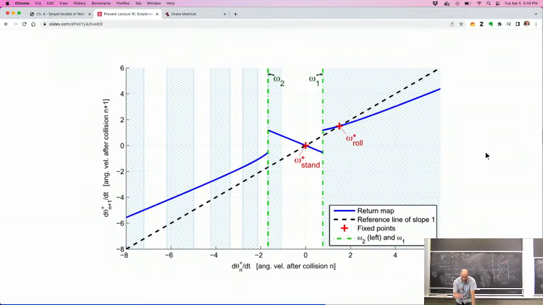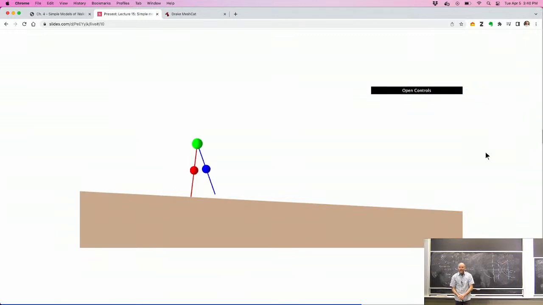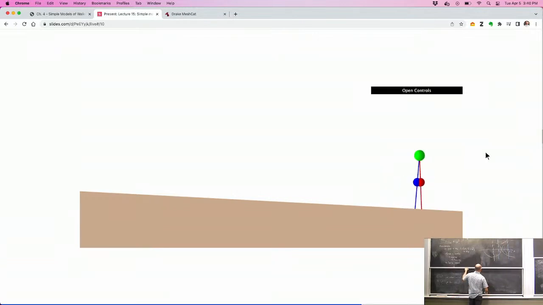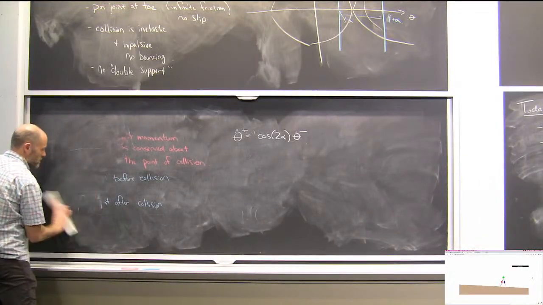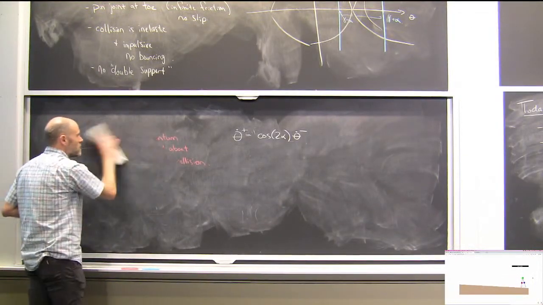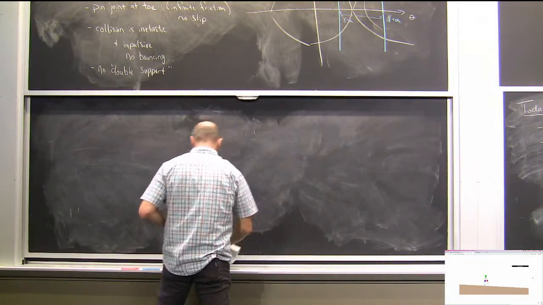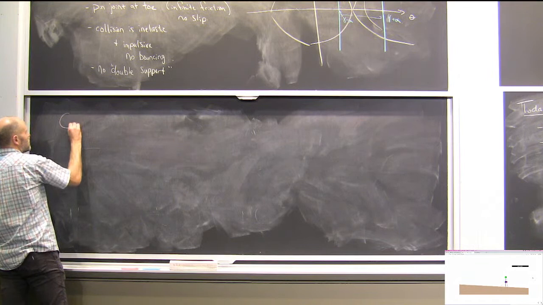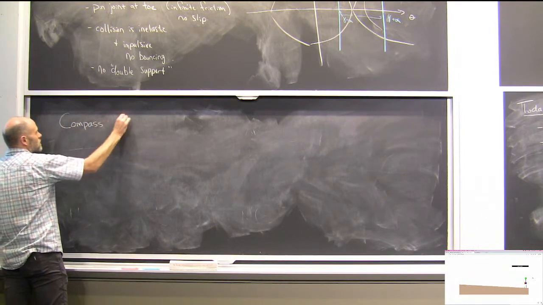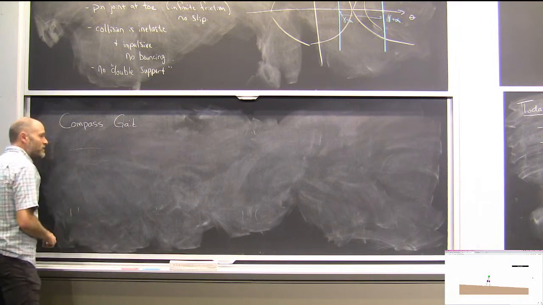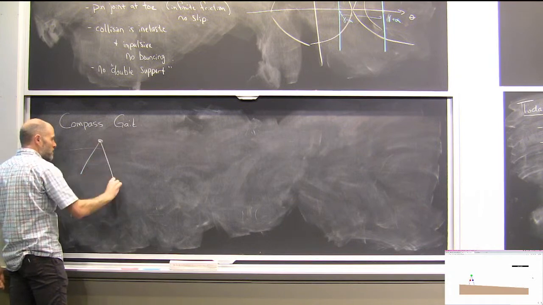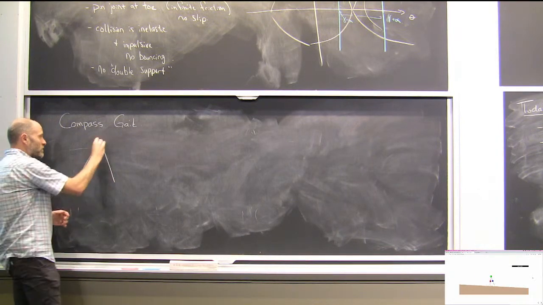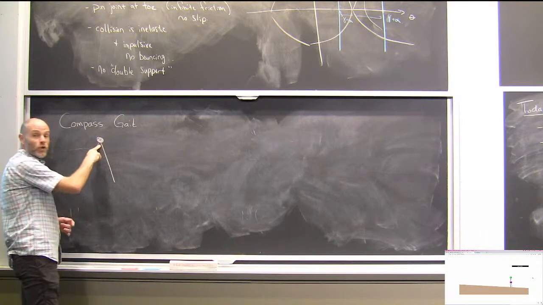Okay, so where do you go from that? It turns out this is called the compass gate robot. We've taken away that assumption of all the spokes. We've added a pin joint at the hip. So you think about what happened here.